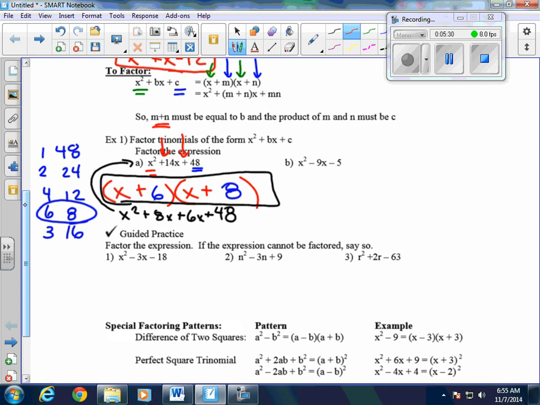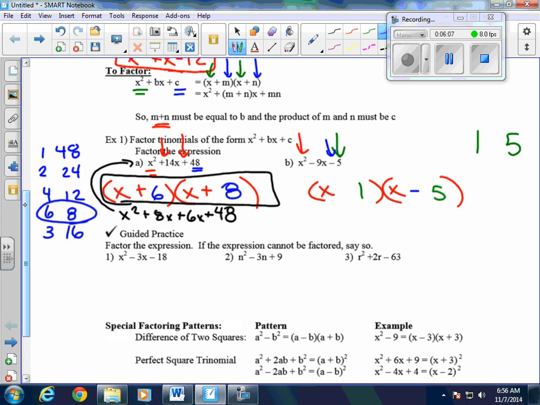The next one. Again, the first term has to come from the product of x squared. So that's going to be x and x. The next one, the last term has to come from the product of 5. Well, this is an easy one. 5 only has 2 factors, and those are 1 and 5. So this has to be 1 and 5. Now in this case, we see that this sign is negative. Well, that tells us that one of these is going to be positive and one of them is going to be negative.